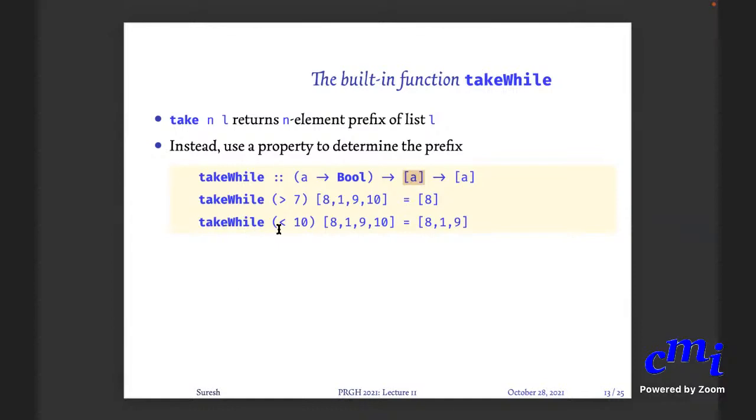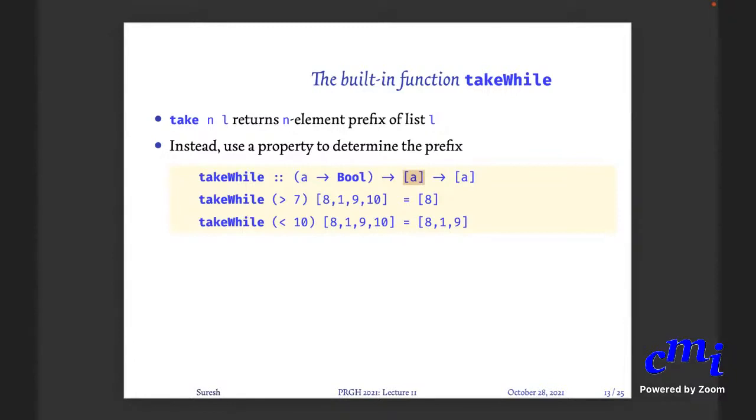Okay. So takeWhile less than 10 on 8, 1, 9, 10 is 8, 1, 9. Clearly. What is filter less than 10 on 8, 1, 9, 10? Can someone tell? 8, 1, 9. That's 8, 1, 9. Okay. In this case, takeWhile and filter return the same thing.